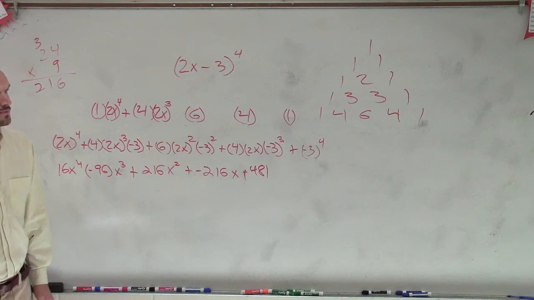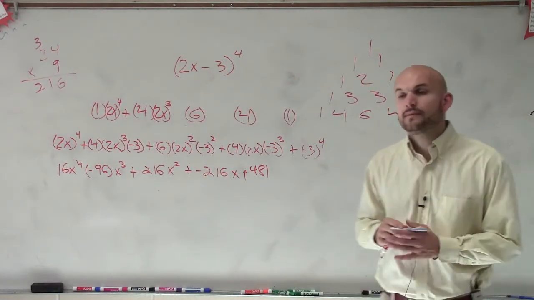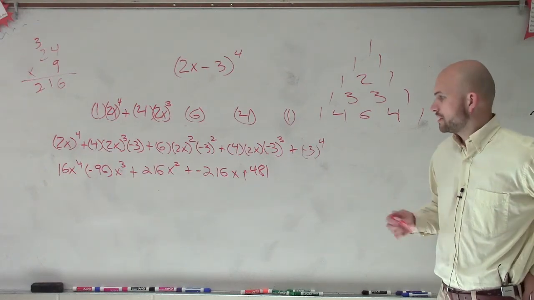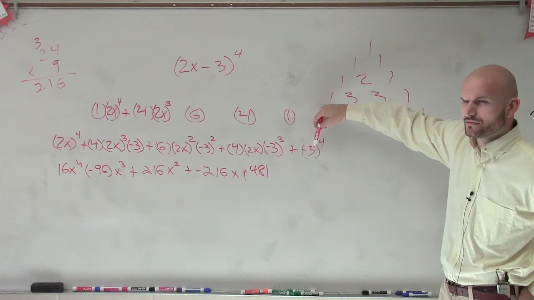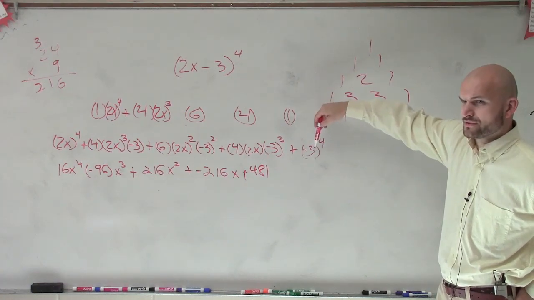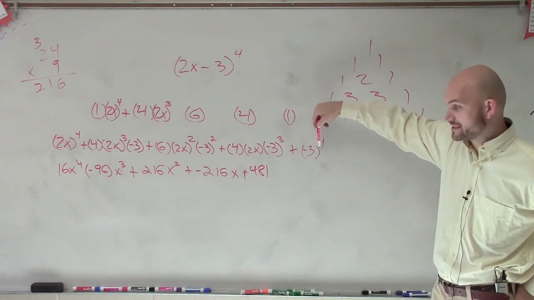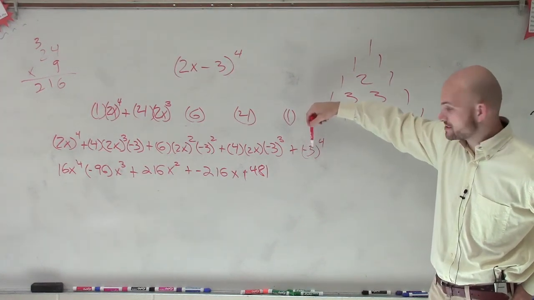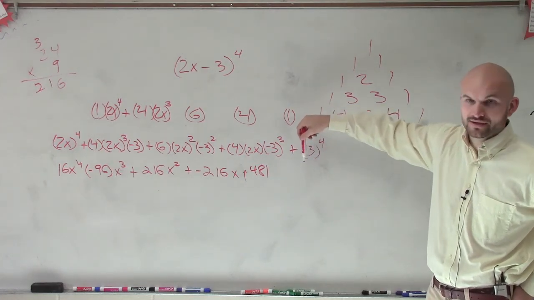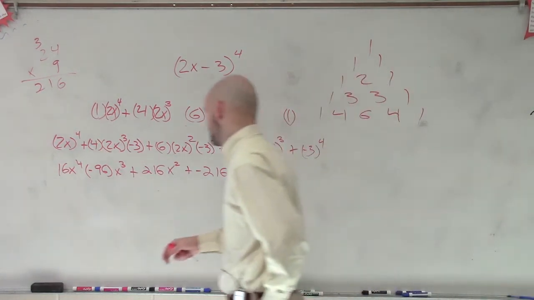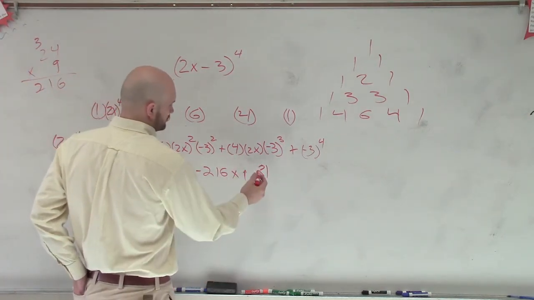How is it 481? I got 81. I said 81, but you have to put parentheses. Negative 3 to the 4th is going to be positive. So 3 times 3 is 9, times 3 is 27, times 3 again is 81. Okay, yes, 81 makes sense. I don't know where 481 would come from.